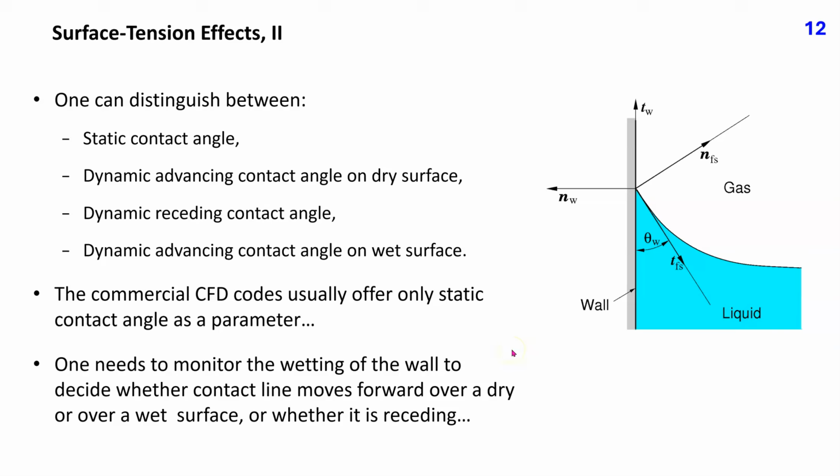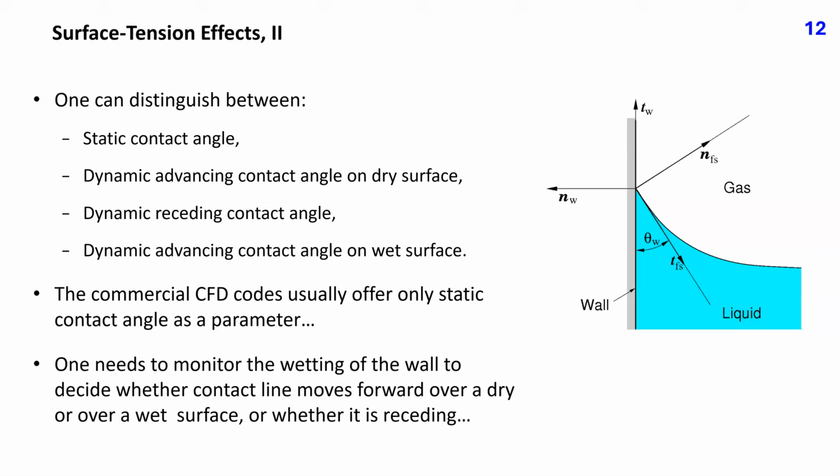One can distinguish between four kinds of contact angles. Static contact angle, when the contact line is not moving. Dynamic advancing contact angle on dry surface, when the contact line is moving forward. Dynamic receding contact angle, when the contact line is moving backward, leaving a wet surface behind if the wall is hydrophilic. And dynamic advancing contact angle on wet surface, when the contact line is moving forward over a wall that was previously wetted. Some commercial CFD codes offer only static contact angle as a parameter.